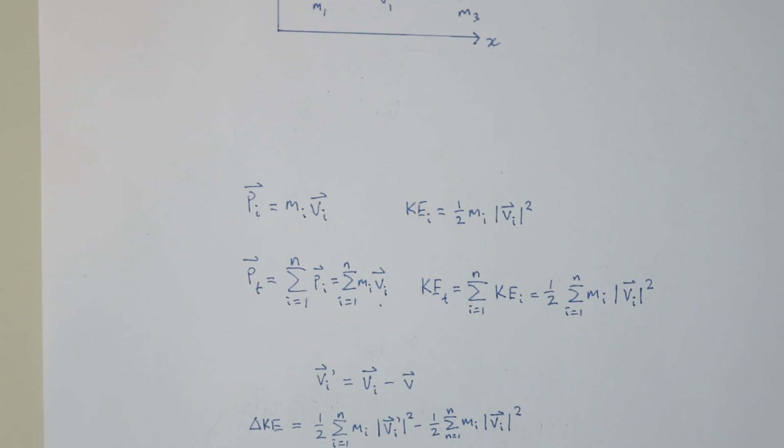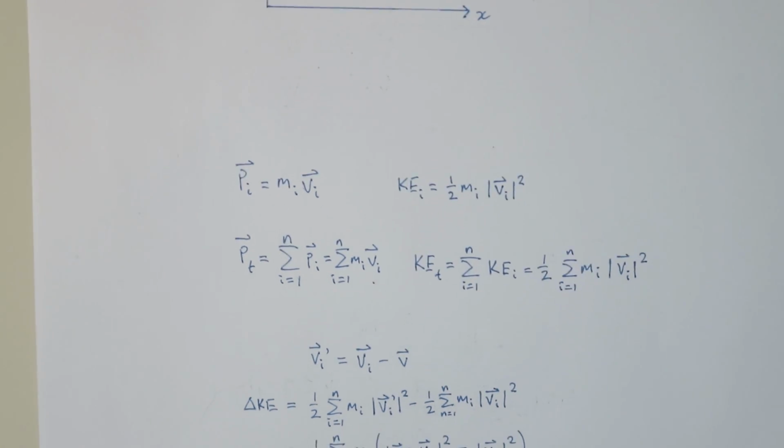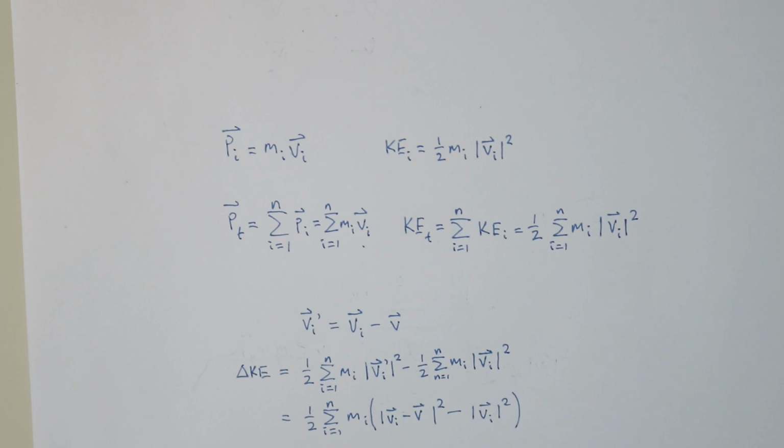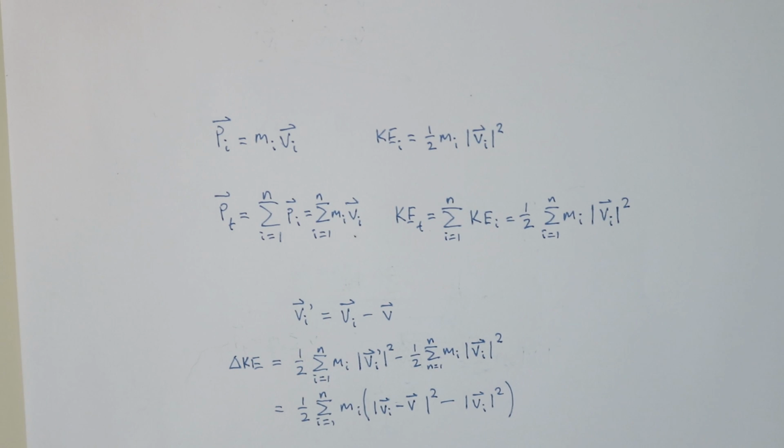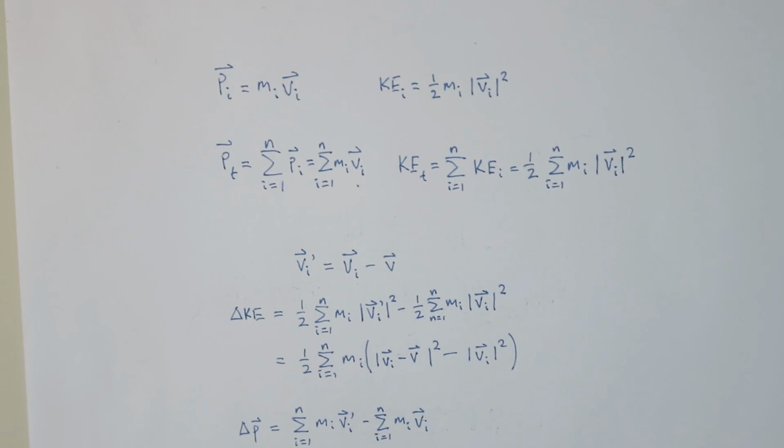And of course, you can rewrite that by expanding out what vi prime is, and also grouping the two sums together into this final expression, where the total change in kinetic energy is 1/2 times the sum of all the masses times the final velocity squared minus the initial velocity squared. This is not too surprising, since there's no neat way to simplify this expression over here. The momentum, on the other hand, can be simplified.